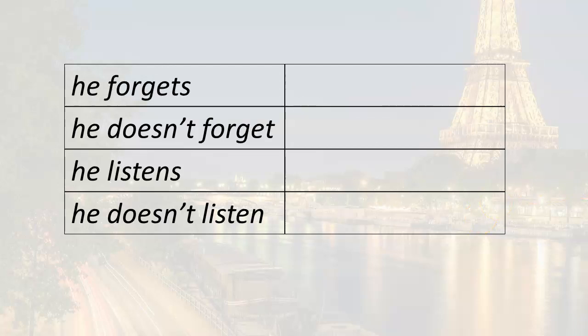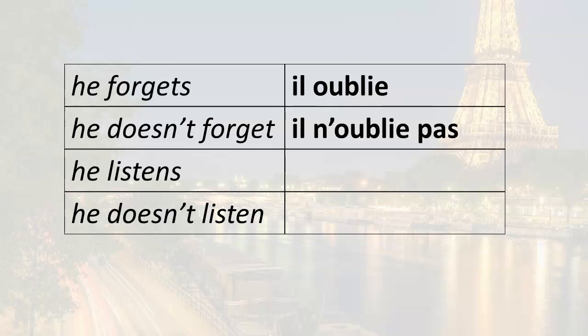He forgets, il oublie. He doesn't forget, il n'oublie pas. Vowel and apostrophe. Il n'oublie pas. Il oublie, il n'oublie pas.